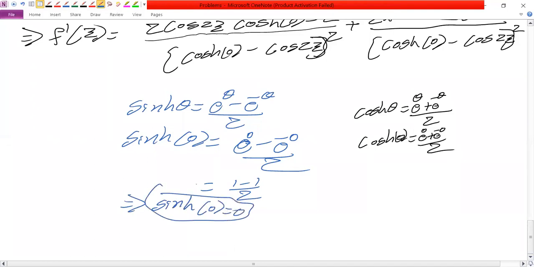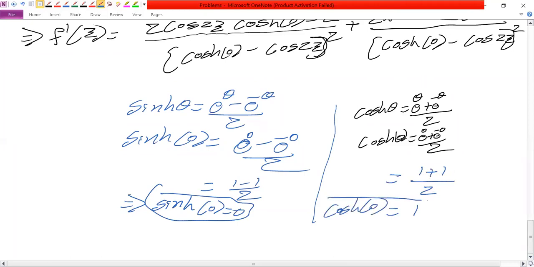Same manner, here what are we finding? cosh 0 value. e power 0 value is 1. 1 plus e power minus 0, which is also 1. 1 plus 1 by 2 is 2 by 2, so taking it as 1. cosh of 0 is equal to 1.